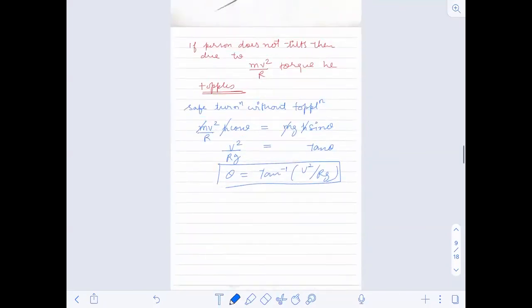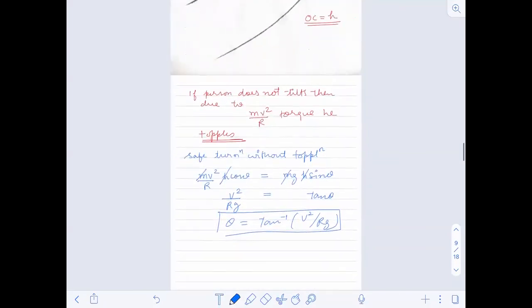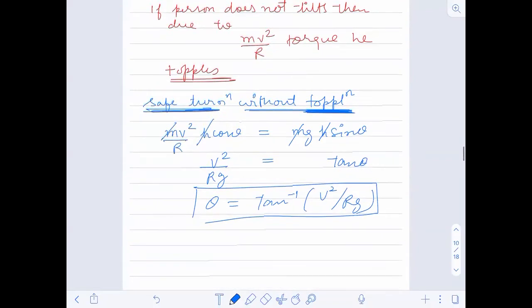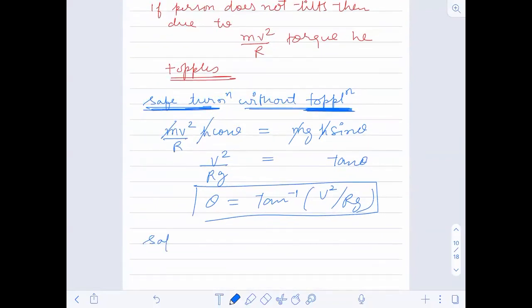Now, for the safe turning without skidding, just see here, there are different cases. So this was a safe turn without toppling. Now what we are going to write is safe turn without skidding. So for without skidding, we all know that case.